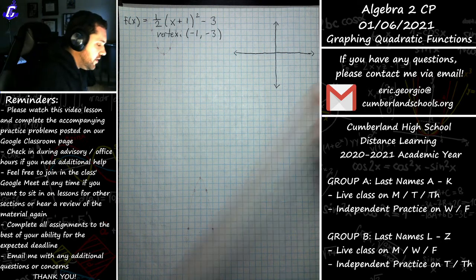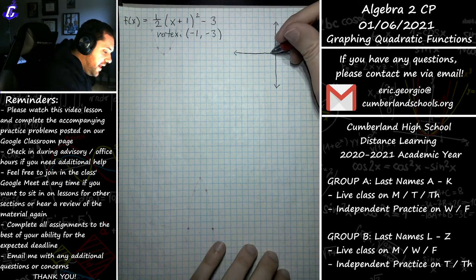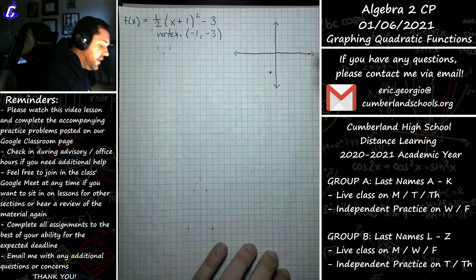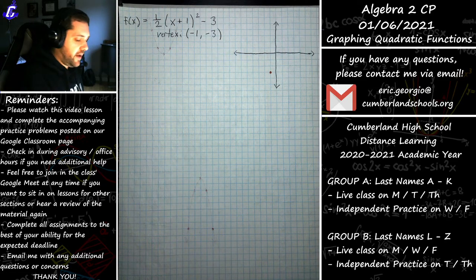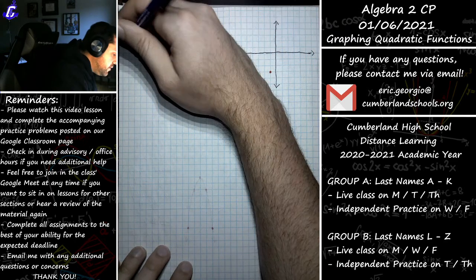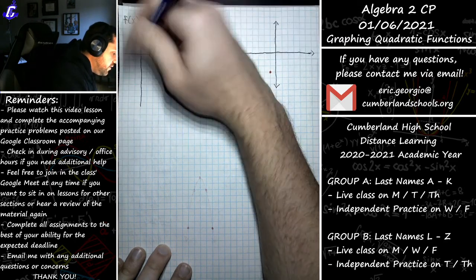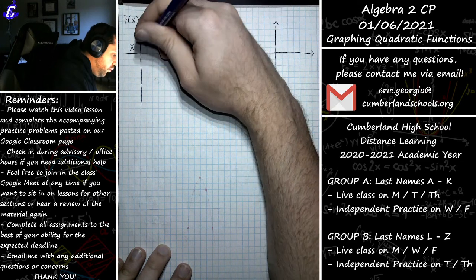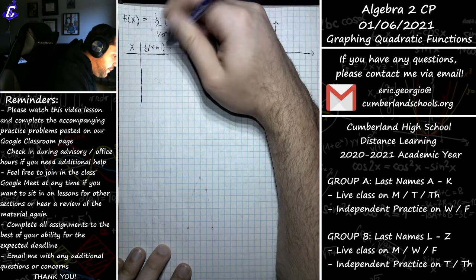All right, so we already kind of have a mental image of what this should look like. Let's confirm that mental image that we created in our head on paper. All right, now we can go ahead and create a table of values. Table of values. We have x. We have our 1/2 times x plus 1 squared minus 3.